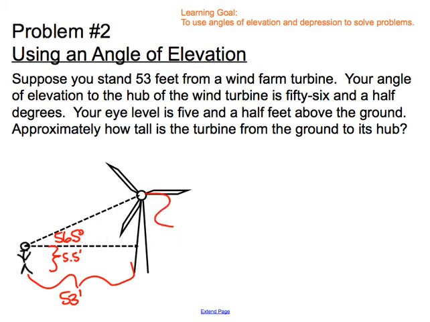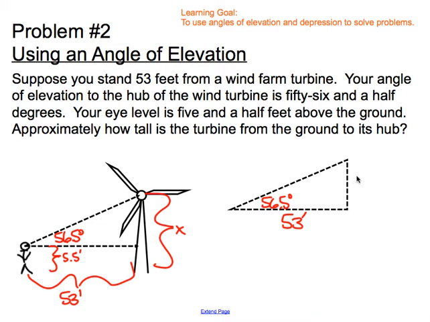And we're trying to determine how high the wind farm turbine is from the ground. So let's focus in on the triangle for just a second. We know that this triangle has a 56.5 degree angle. We know that its base is going to be the same as the base along the ground. So we know that this is 53 feet. And so by using this triangle, we can find this distance, and let's call that distance y.